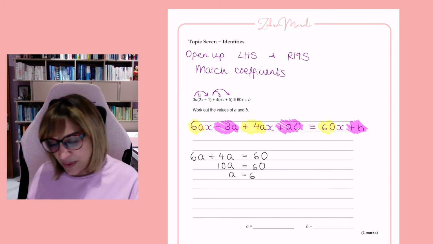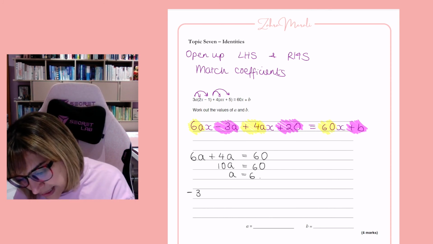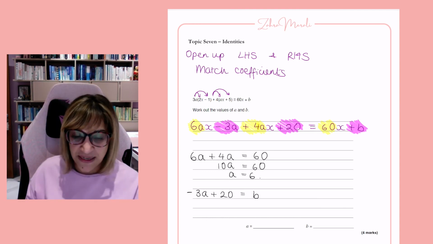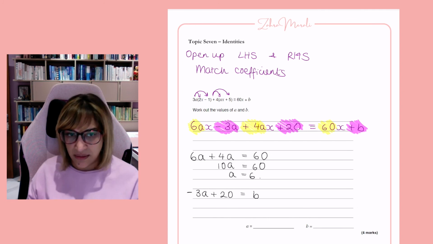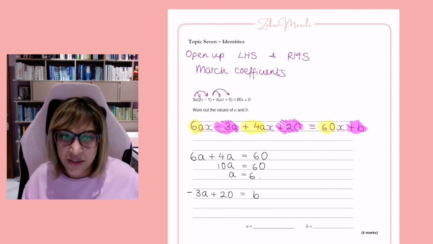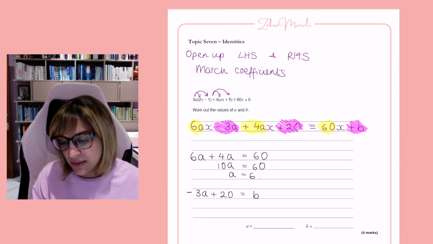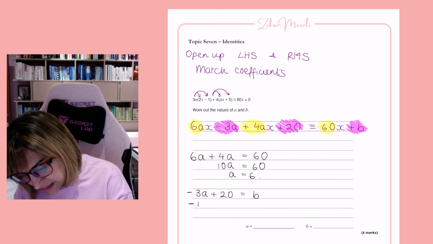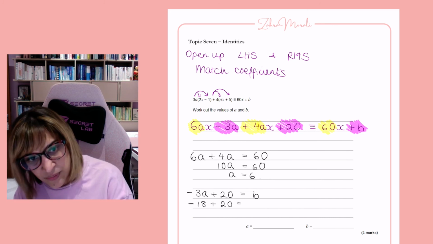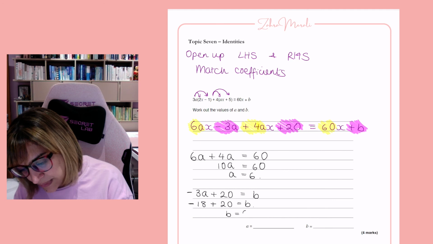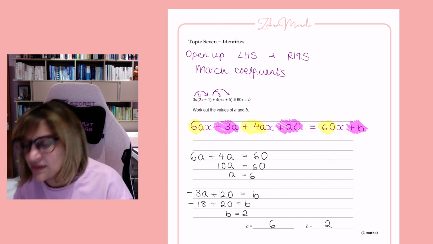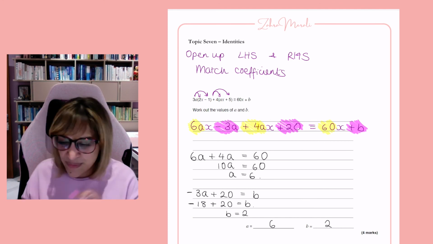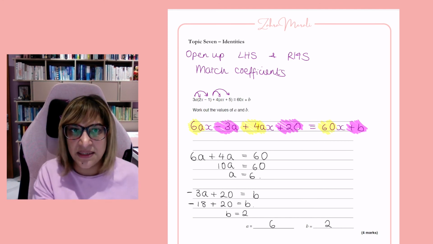Right, next one, we've now got minus 3a plus 20 equals b, but we already found out a, so we can substitute it in. So we're going to do minus 3 times 6, right? So minus 18 plus 20 equals b, so b must be 2. And don't forget to write your answers into the answer box, especially if you're somebody whose working can sometimes get a little bit messy, so it makes it super clear.